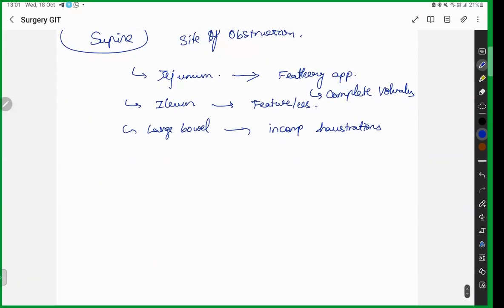Now we have discussed certain investigations. How do you manage these patients? So now the question is, how are we going to manage these patients? Initial management: number 1, start with NPO. Then you're going to give IV fluids for the patients.